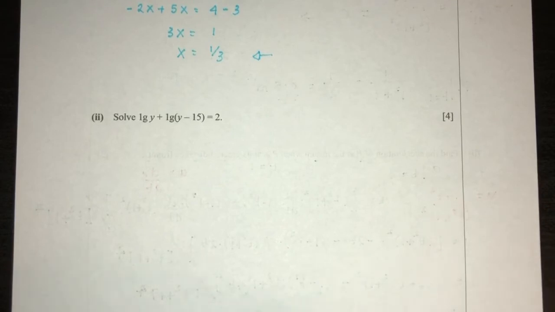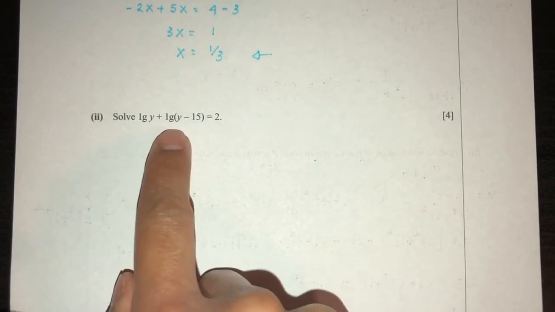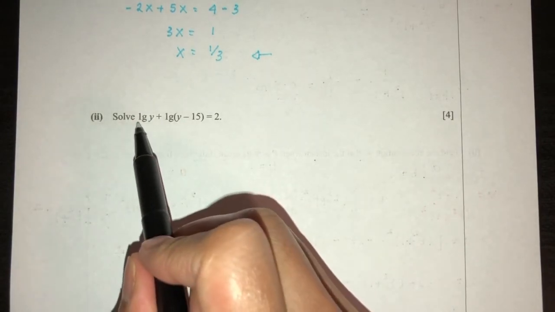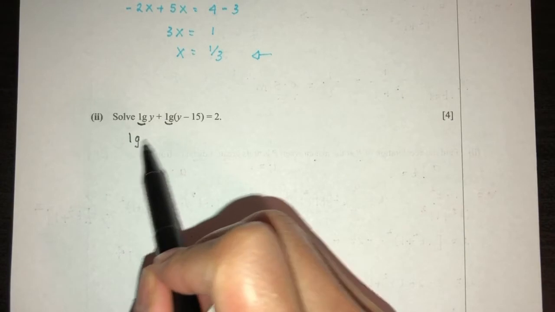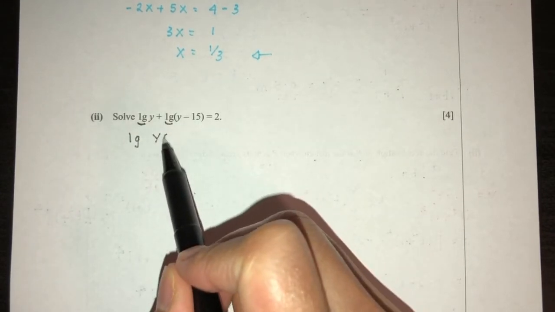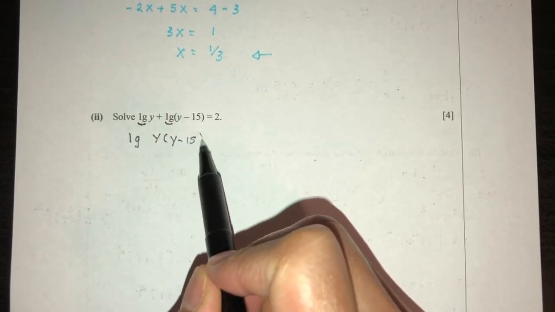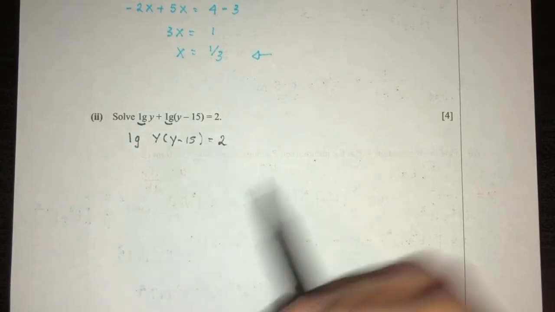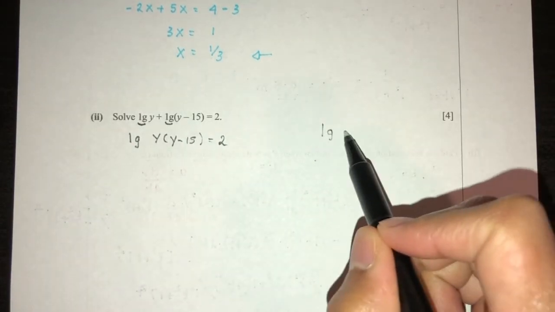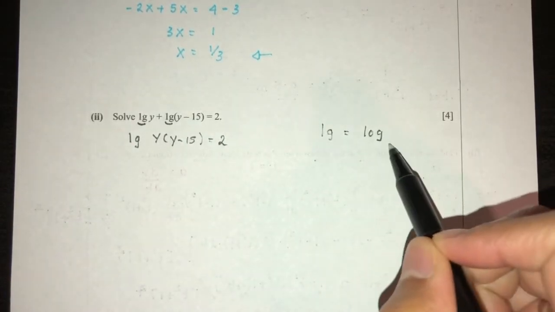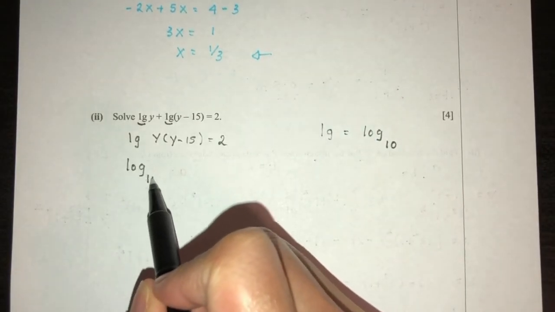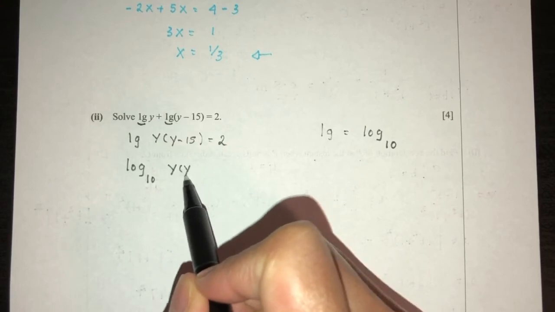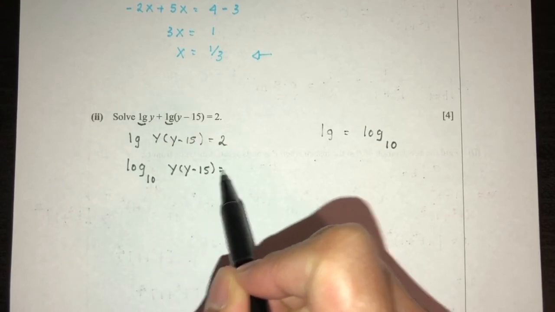Now for part 2, we have to solve the equation again. Solving means to find the unknown, so find the value of y. So here we have the same log. We can combine them together. So you take log of y, plus becomes multiply, this one, equal to the value of 2. Now what is log? It means log to the base of 10. So replace, you will have log to the base of 10 of y times y minus 15 equal to 2.